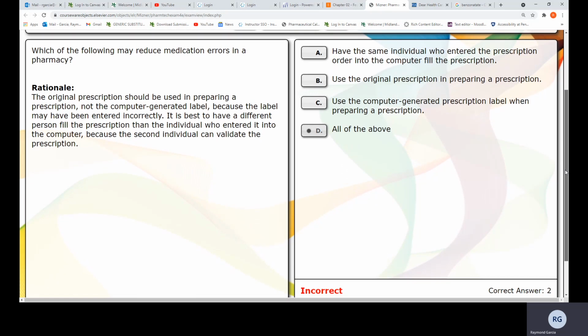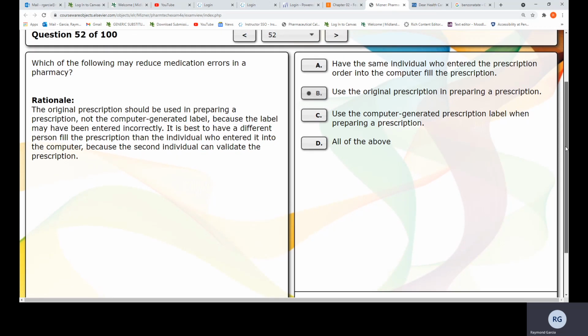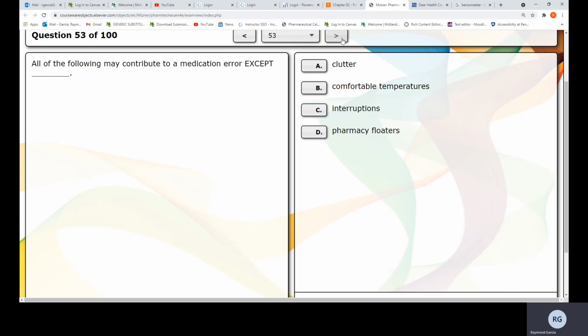It's actually the original prescription should be used in preparing the prescription. So it's B, not the computer generated label, because the label may have been entered incorrectly. It is best to have a different person fill the prescription than the individual who entered it into the computer. You have 2 eyes on it or 4 eyes on it, because the second individual can validate the prescription. So use the original prescription.